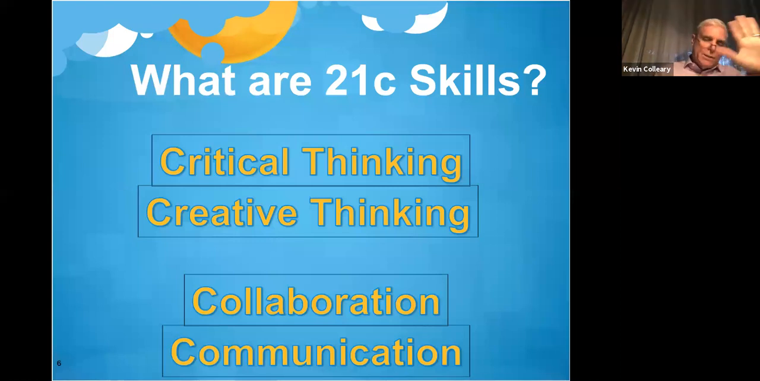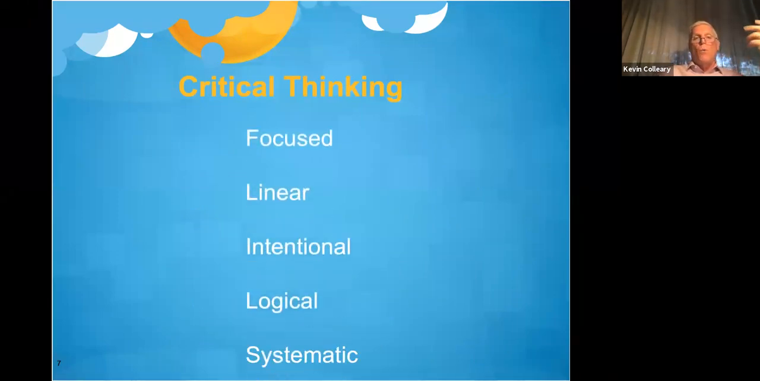So that's all I'm going to say right now about 21st century skills, because I want to focus on one of these, and that's the idea of critical thinking. When we think about what critical thinking is, these are some of the words that we like to imagine a good, solid critical thinker is: focused, thinks in a linear fashion, is intentional, is logical, is systemic in the way they think. And this is the type of thinking that we want to develop more and more in our students.